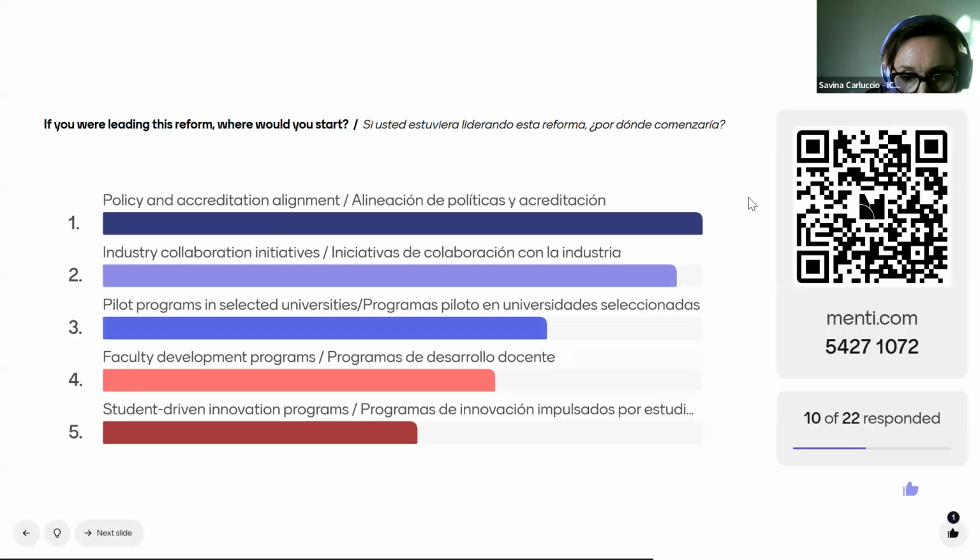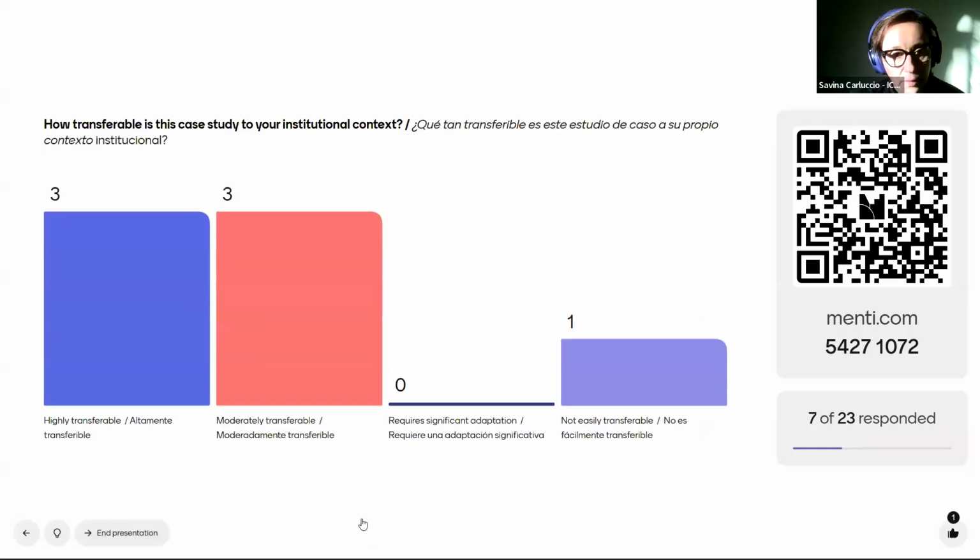Okay, so far from people voting, policy and accreditation alignment. Absolutely, I think that's quite important. This is a broad comment, but engineers may implement changes if there is an enabling environment that supports it. Otherwise, it's difficult for engineers to do this on their own. And then industry collaboration initiatives is also second, followed by pilot programs in selected universities. Next, I think we can move to the next question now.